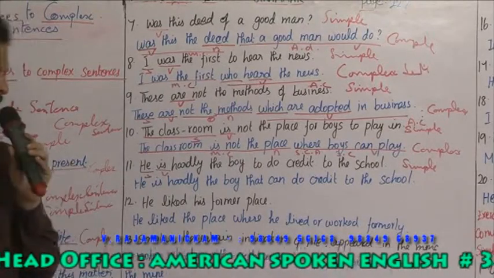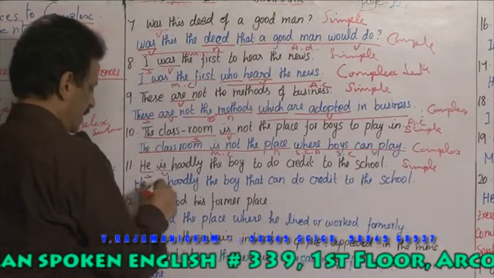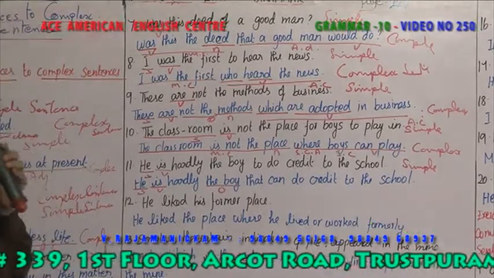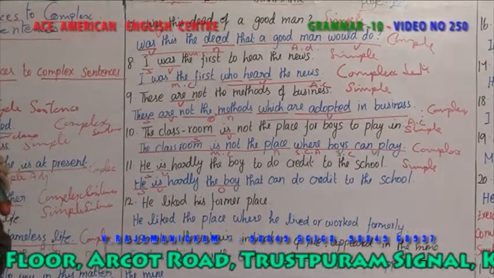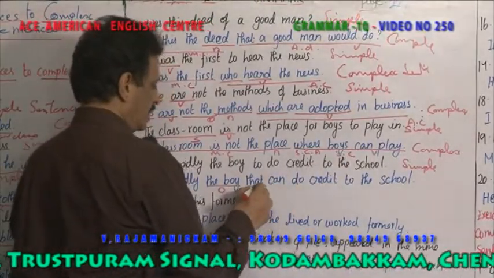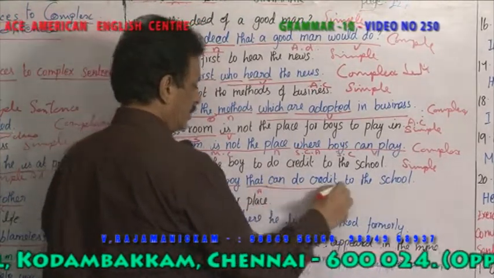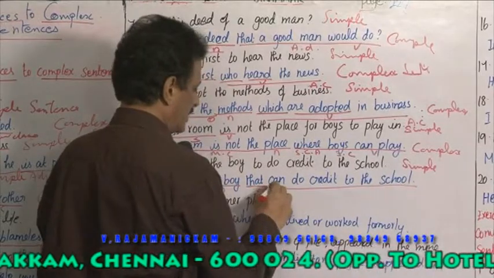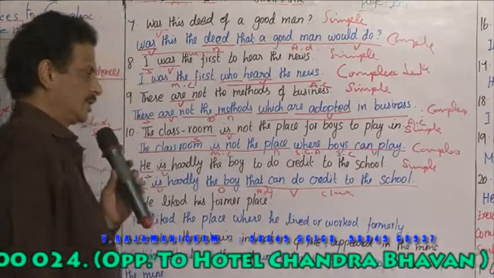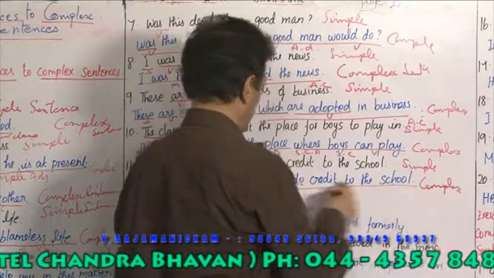Now you have to change this into a complex sentence. He is hardly the boy. He is the subject. Is a verb. The boy becomes the object. Now the boy is described in a sentence, that can do credit to the school. So that stands for the boy. So it is an adjective clause, that can do credit to the school. Right? What is the verb here? Can do is the verb. So this becomes a what? Complex sentence, because this is an adjective clause.